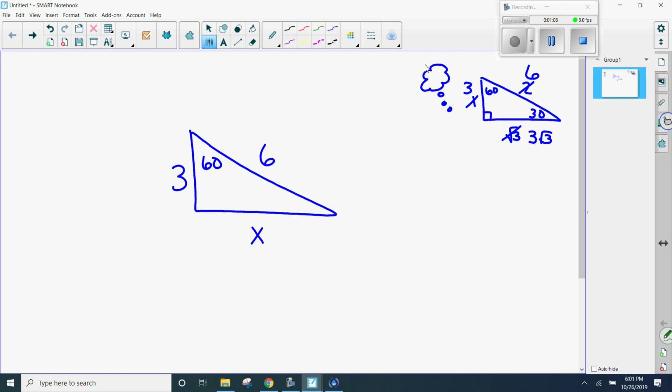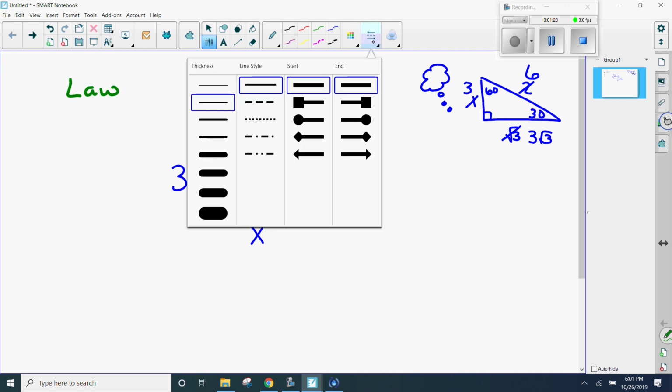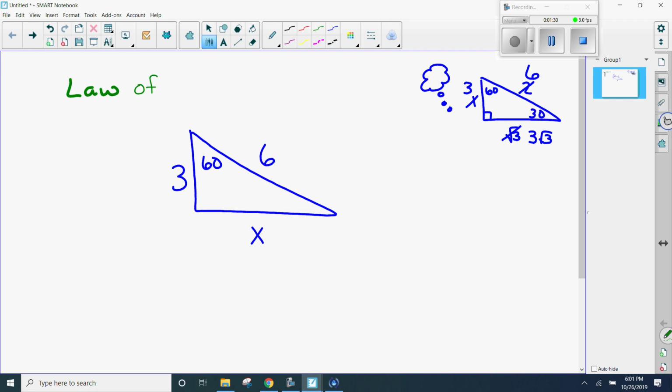But say we don't recognize that special triangle, and we don't have a pair. I don't know 2 of the angles, so I can't find another angle so that I have pairs to work with the law of sines. So what we're going to have to use is the law of cosines.